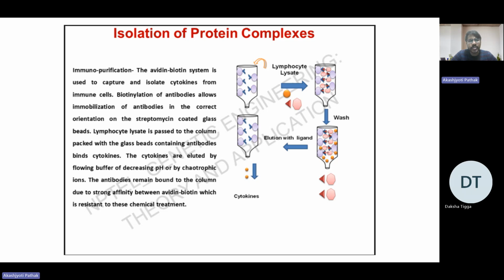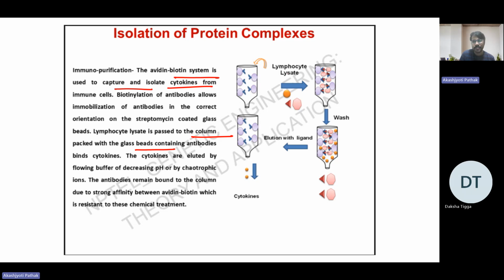So what is immunopurification? The avidin-biotin system is used to capture and isolate cytokines from the immune cells. Biotinylation of antibodies allows immobilization of the antibodies in the correct orientation. So basically here your antibody is biotinylated, and then your biotinylated antibody is immobilized on the matrix, and then your lymphocyte lysate is passed to the column packed with the glass beads containing antibodies.